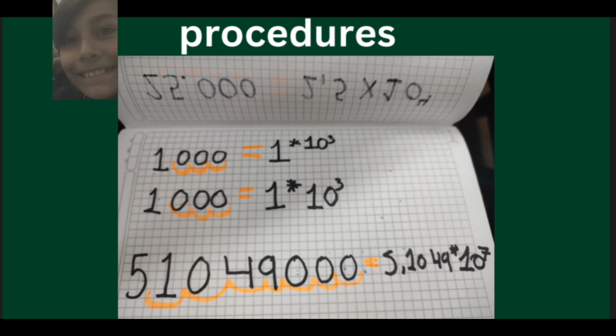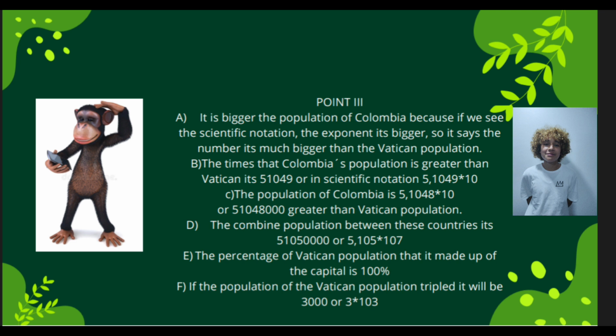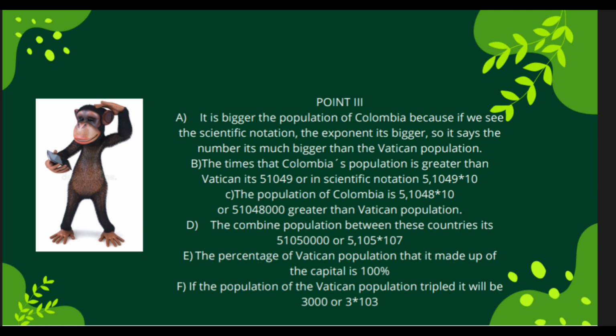Now we continue with point A. The population of Colombia is bigger, because if we see the scientific notation, the exponent is bigger, so the number is much bigger than the Vatican population. With point B, how many times Colombia's population is greater than Vatican's: it's 51,049, or in scientific notation 5.1049 times 10 to the 7th power.